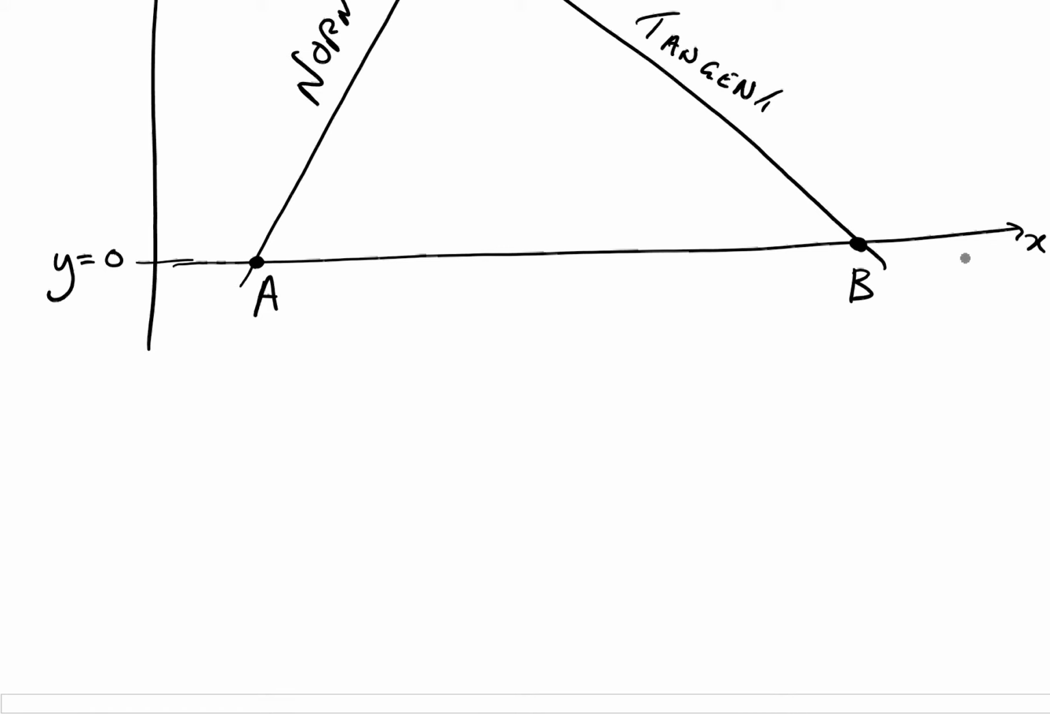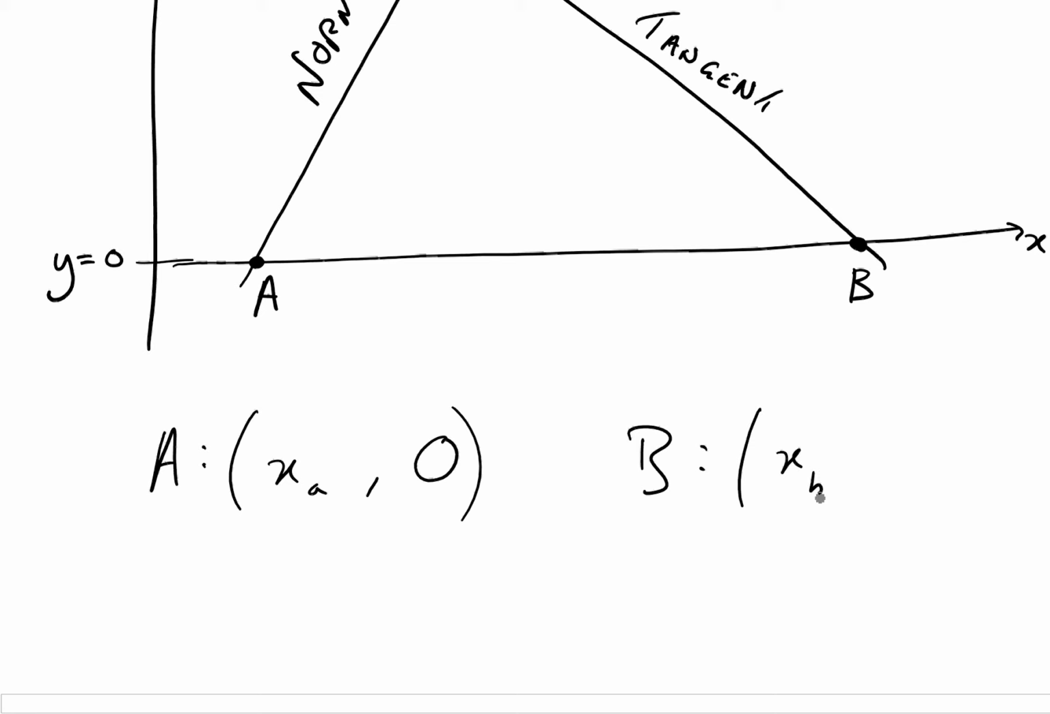So we already know that for both A and B, A will have some x-coordinate, let's call it x subscript a. We'll always have the y-coordinate 0. We know that. Okay, it's not going to move anywhere. It's not going to go anywhere up. And likewise, B will have the x-coordinate, let's call it x subscript b.